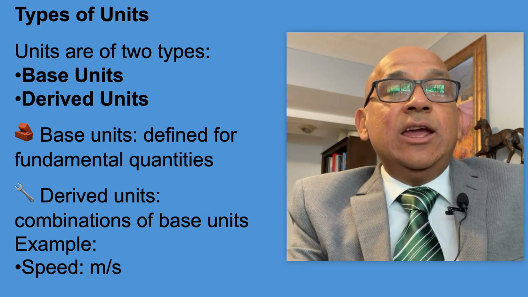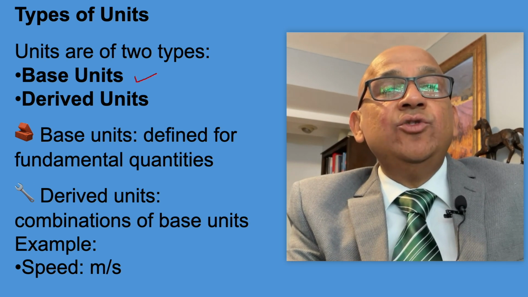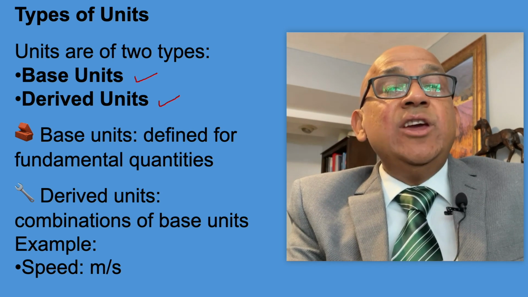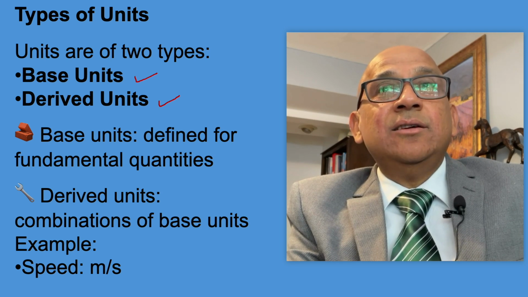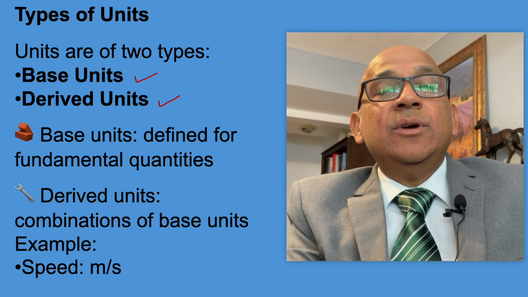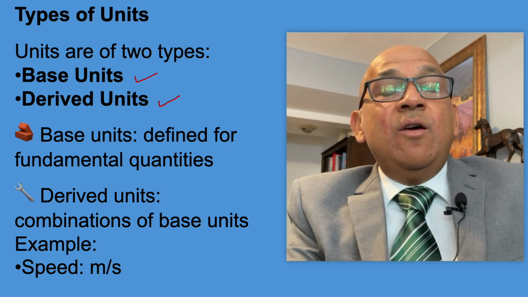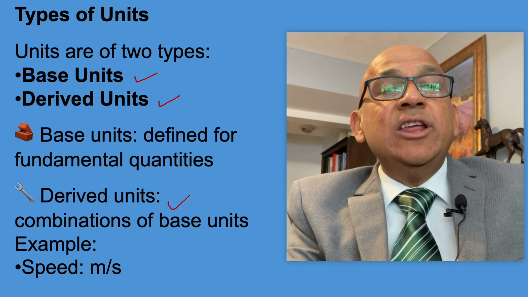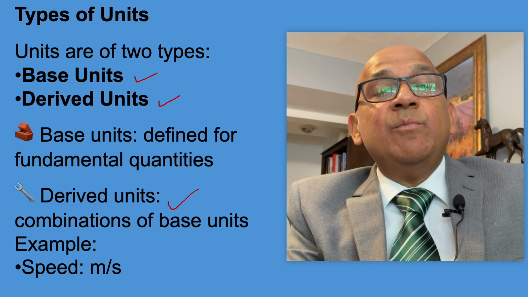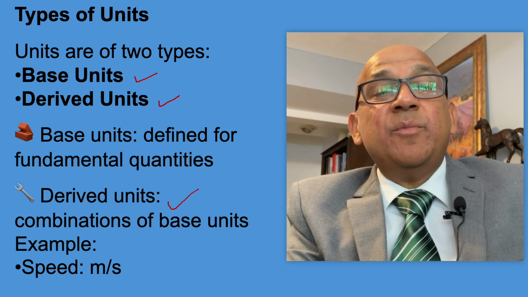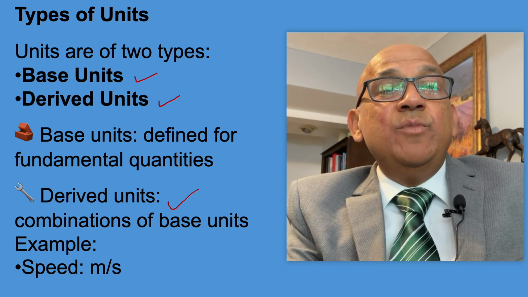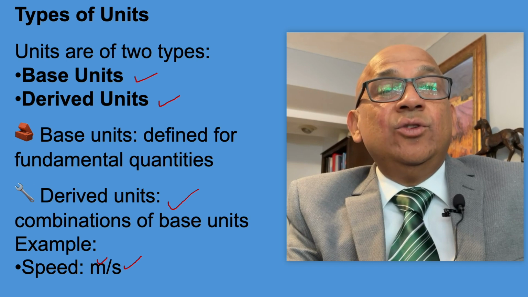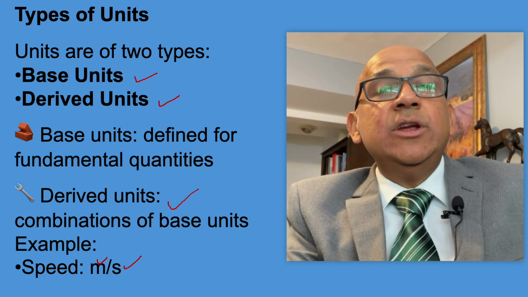Units are of two types. The first one is a base unit and the second one is called derived units. Base units are defined for fundamental quantities like length, time, weight, etc., while derived units are the combination of base units. For example, for representing the velocity or speed of something, we will combine two base units, meter and second. So the unit for the speed will be meter per second.